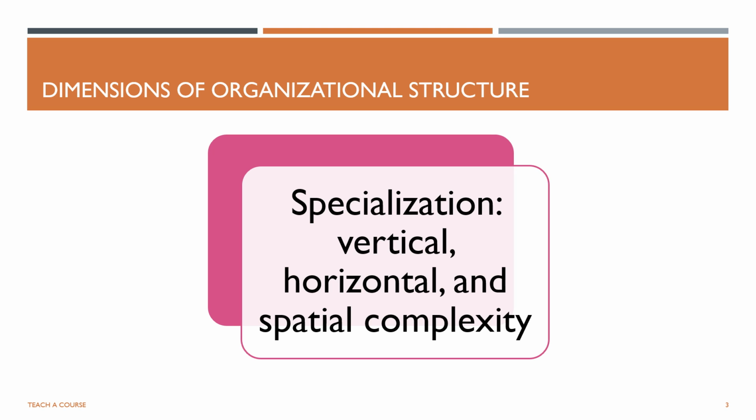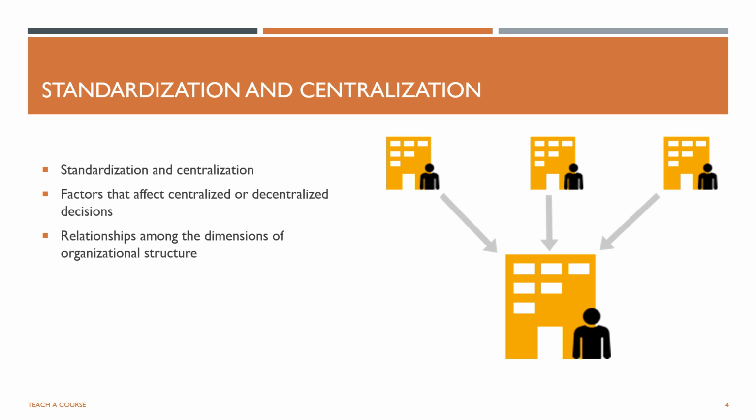The dimension of specialization is tied to the concept of complexity. There are 3 levels of complexity: vertical, horizontal, and spatial. Vertical complexity is evidenced by the number of levels that exist between the top executive in the organization, such as president or chief executive officer, and the lowest positions and units in the hierarchy, such as your support positions and departments. The more levels there are, the more vertically complex the organization is.